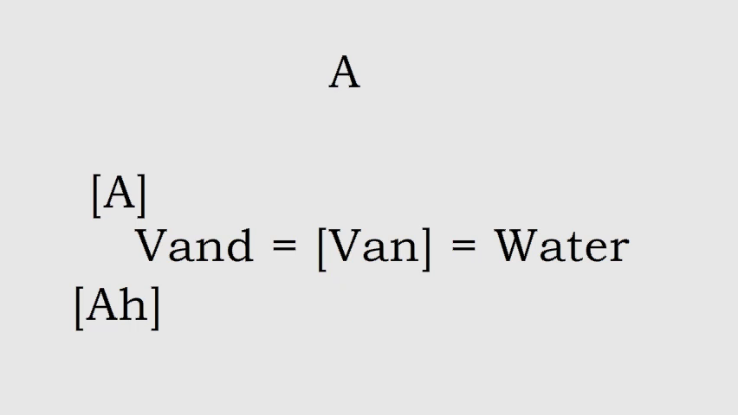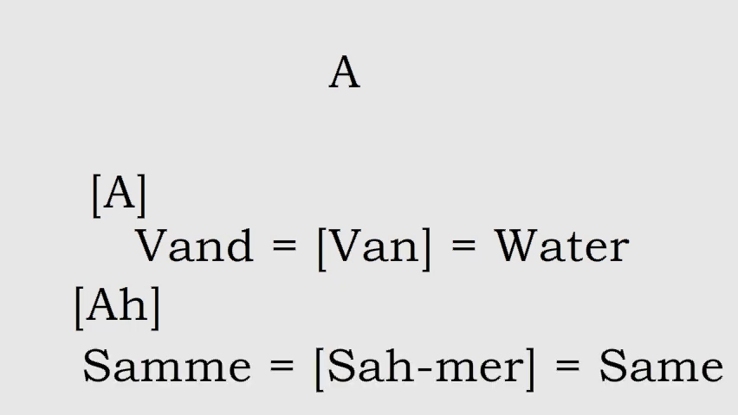Obviously, the two sounds associated with this vowel are the normal A and the high A. Here are two examples. Ven, which means water, and samme, which means the same. No, it doesn't mean water. It literally means the word the same.